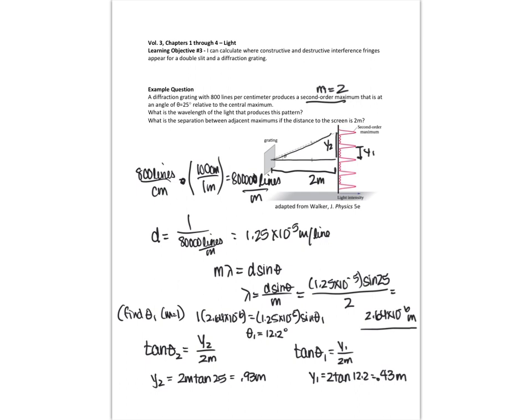And then finally, I want to find the difference between y2 and y1, because that's how far they're separated by. That would be 0.93 minus 0.43, so it's 0.5 meters is the difference between the two. That's it.